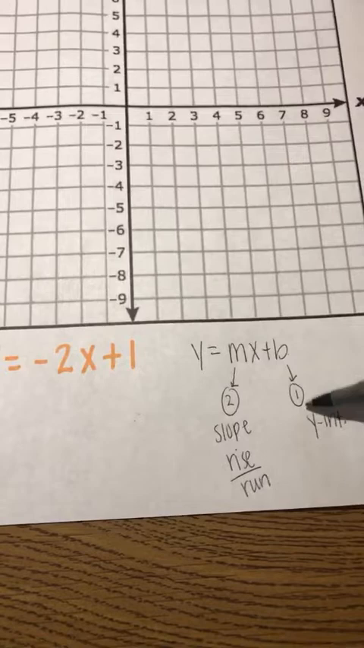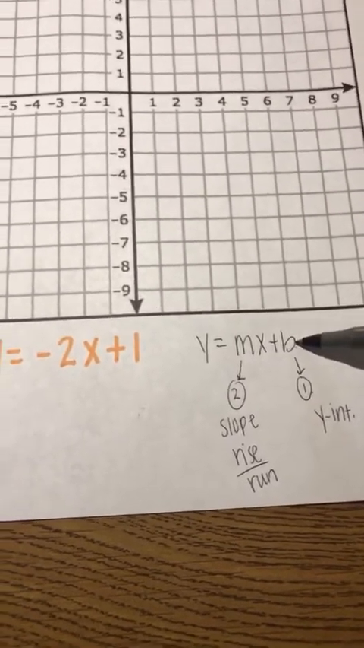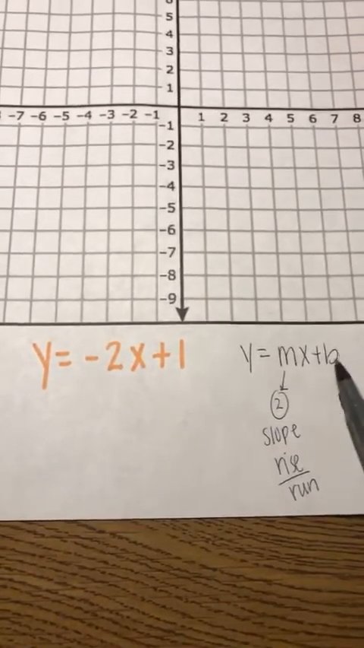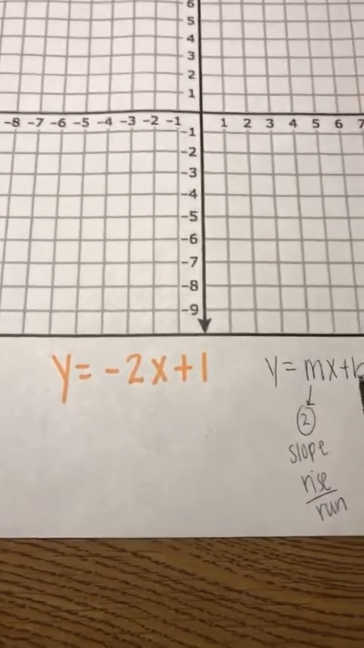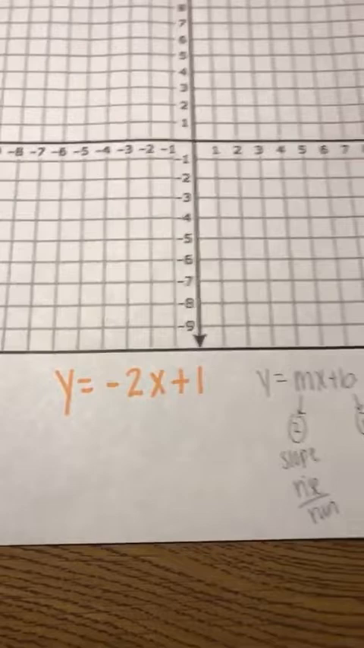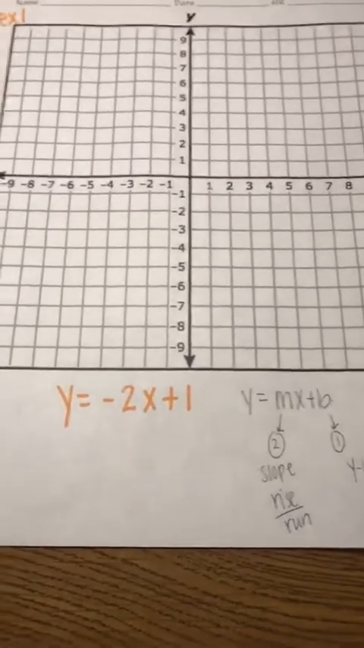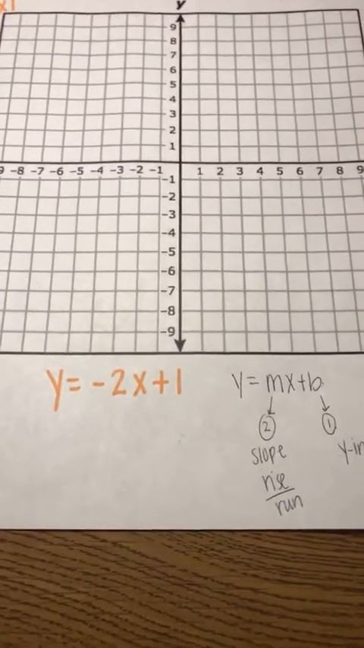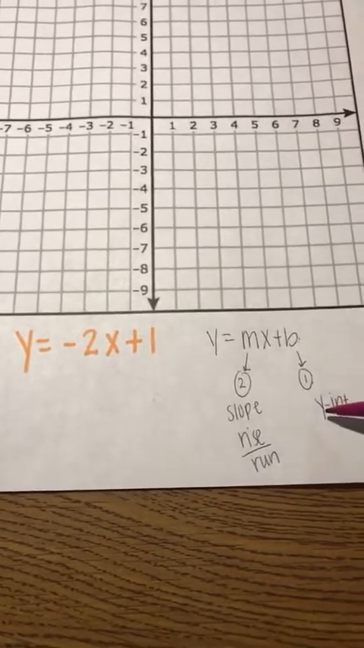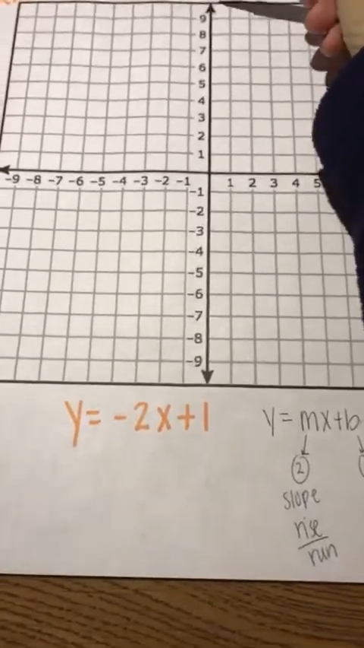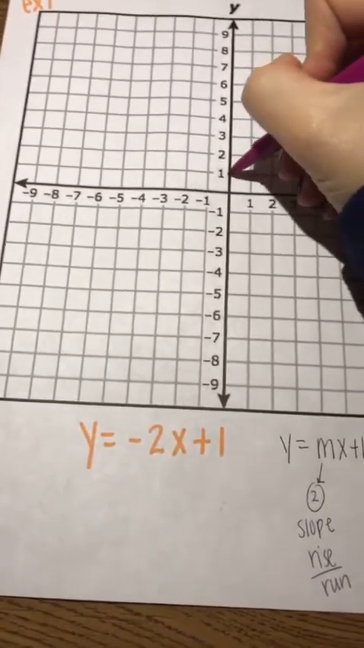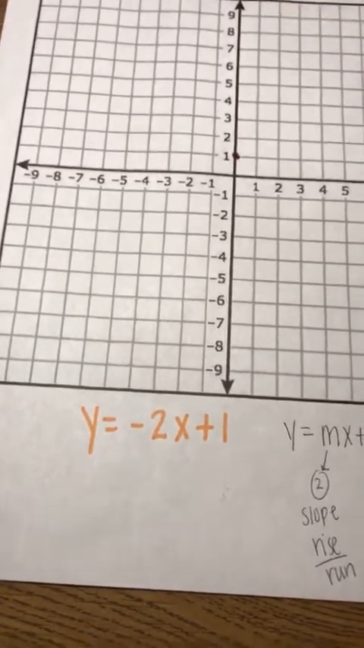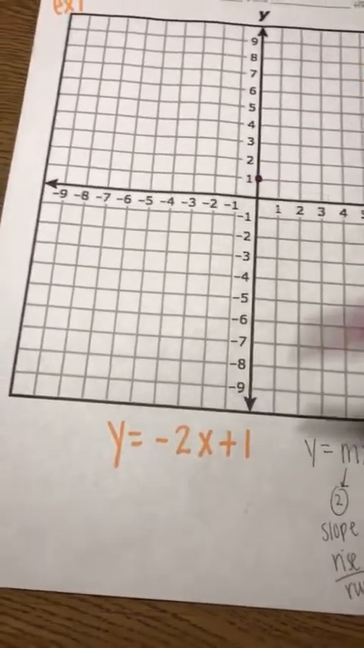So the very first thing I'm going to look at is my b. Looking at this equation, I see that the b is whatever's not attached to the x. So my b in this case would be 1. On your graph, you will then start on the y-axis because it's the y-intercept. You'll start at the y-axis and go to positive 1. So this is where your first point is. This was your first step.